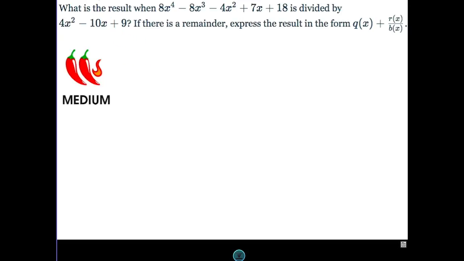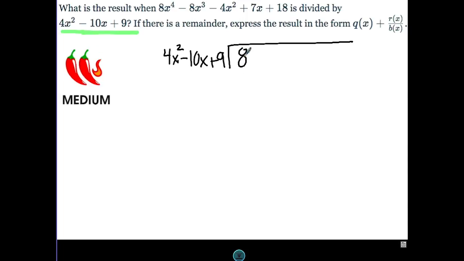Well, first I'm just going to identify my two parts. This one right here is the divisor. Let's write that here. And then the other piece here, I'll use all the same color. 8x to the fourth minus 8x to the third minus 4x squared. Holy buckets, it's a big boy. It's okay, we got this. Okay, so let's take a deep breath.